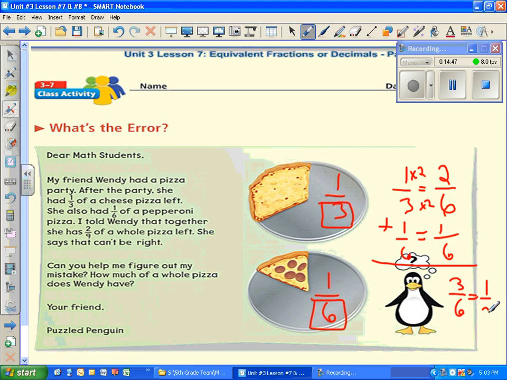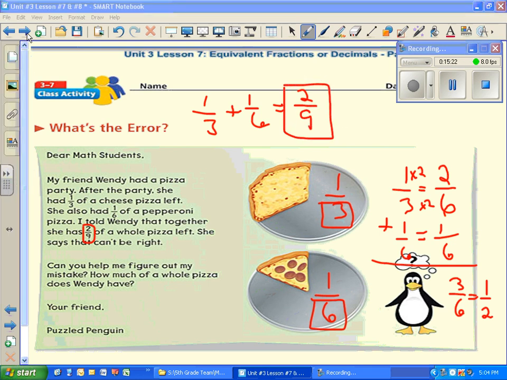So she has half a pizza left. Notice that the Puzzle Penguin said 2/9. I told Wendy that together she has 2/9. Now the answer is 3/6 or 1/2. If you look at 1/3 and you look at 1/6, you can see that they just took the 1 plus the 1 and made it 2, and the 3 plus the 6 and made it 9, which is not correct.